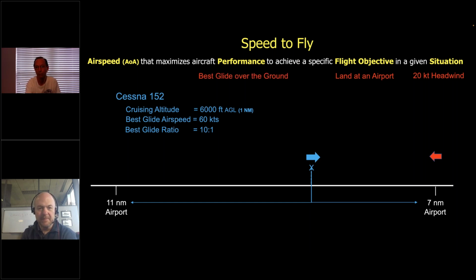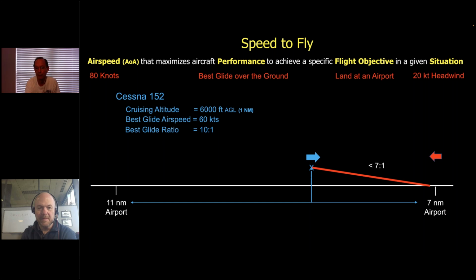But here's what is not intuitive. If you chose the best glide speed into a 20-knot headwind, you would be flying at about 80 knots. At 80 knots, the best you can do is going to be less than 7-to-1. You're not going to get to that airport in front of you, even though you're flying at what you believe is the best speed to fly in that situation.